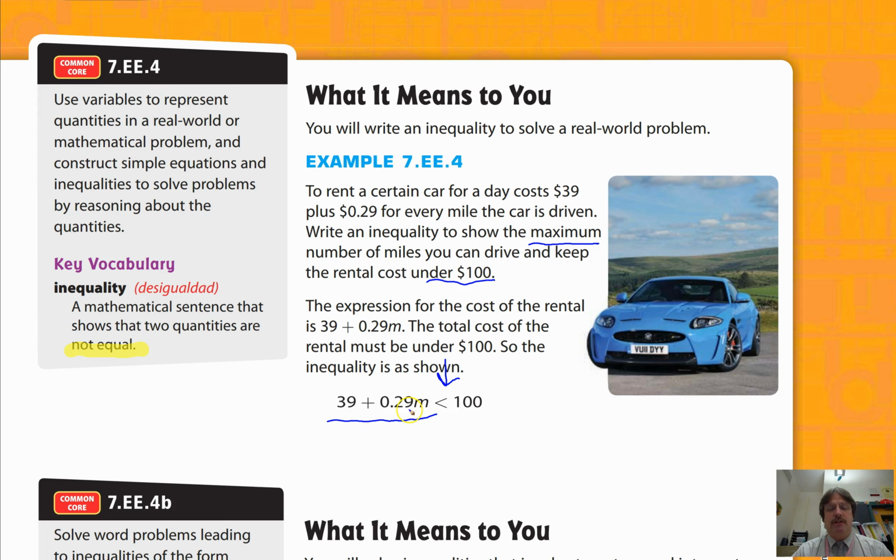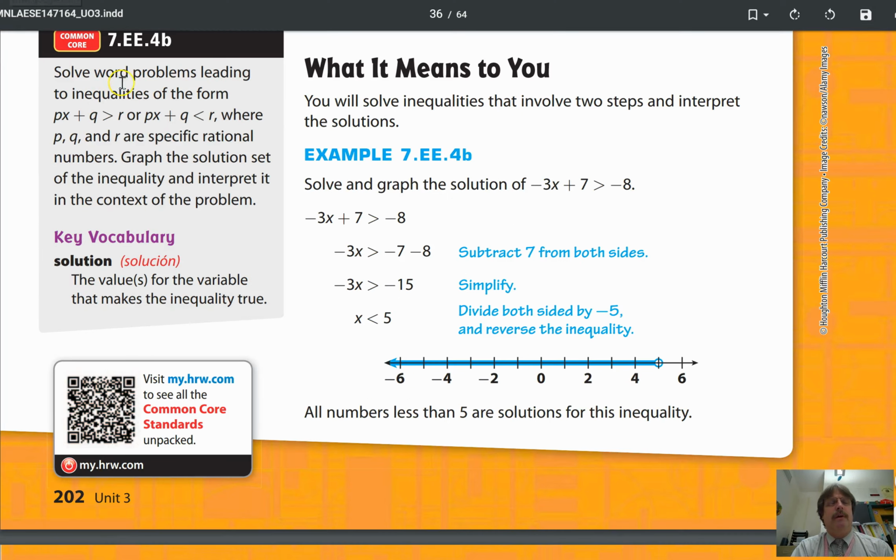Once you have your equation set up, you go ahead and you solve this just like you've always done for 1- and 2-step equations. We continue on with our standard 7.EE.4b, but I want to point out here the importance of the definition of solution, because for inequalities, that's what we talk about a lot. The value or values for the variable that makes the inequality true. Okay, so that's what we call our solution.